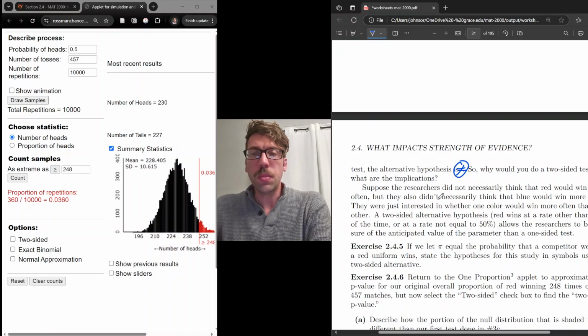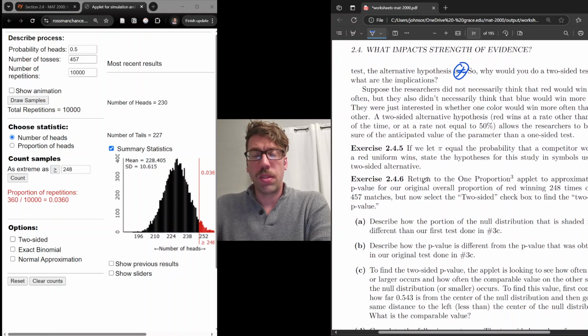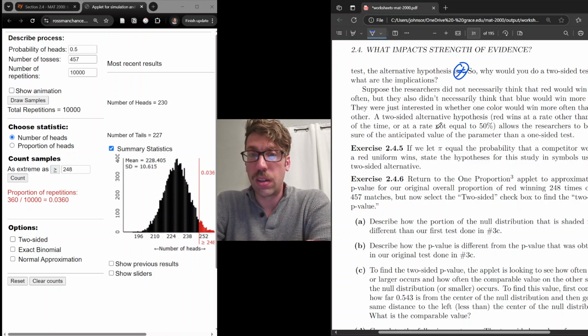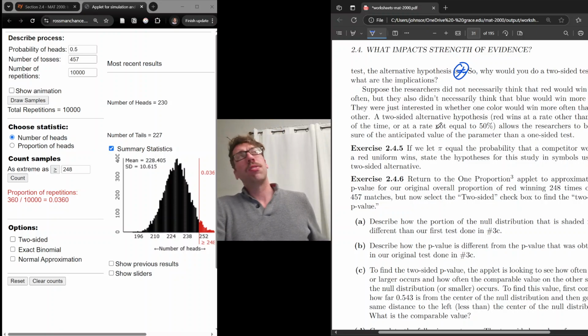So let's think about what a two-sided test is, because I guess you're wondering why even do a two-sided test. Suppose researchers do not necessarily think red would win more often, but they also didn't necessarily think that blue would win more often. I'm just interested in whether one color would win more often than the other. So a two-sided hypothesis allows researchers to be less sure of the anticipated value. And that's often good because as a hypothesis, you don't often know which way the relation might be.